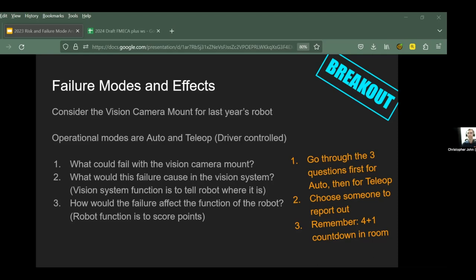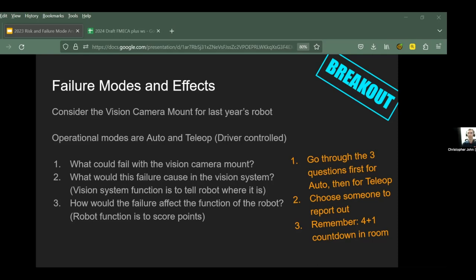And I think one interesting thing to note is that when we're on field, we check each of our cameras before our matches. So that's kind of another way we're adding failure management. We're checking them on field right before the match starts, so we're making sure that everything's running correctly beforehand.